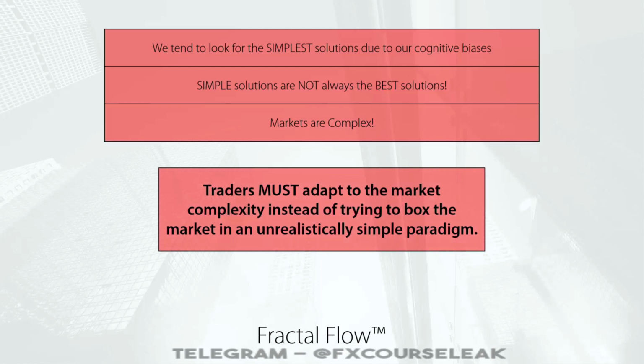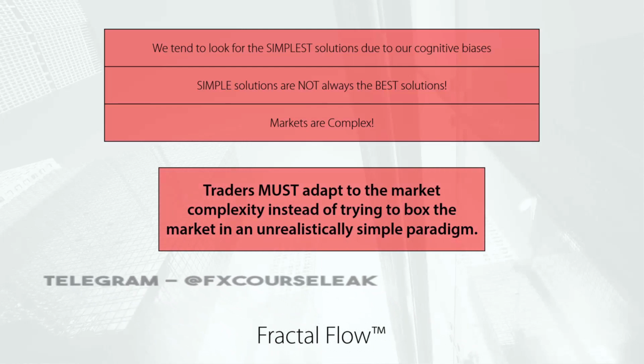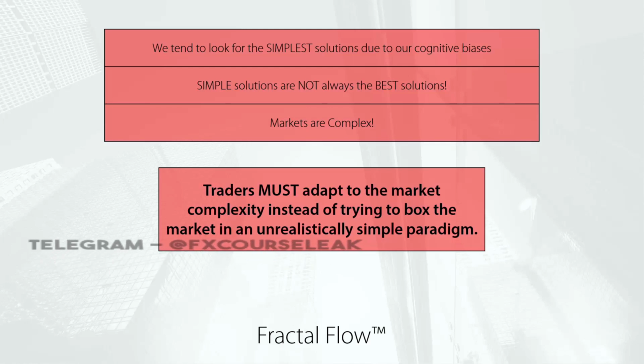The variable that needs to adapt is the trader, not the market. In other words, the trader needs to adapt to the level of complexity of the markets instead of the market adapting to the level of simplicity of our primitive biases and need for cognitive comfort.